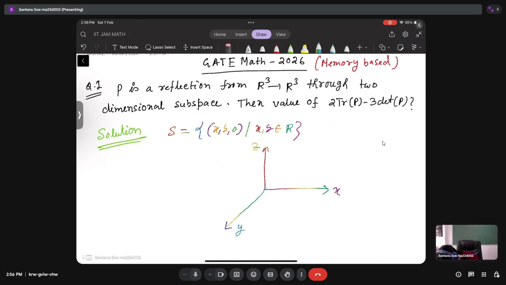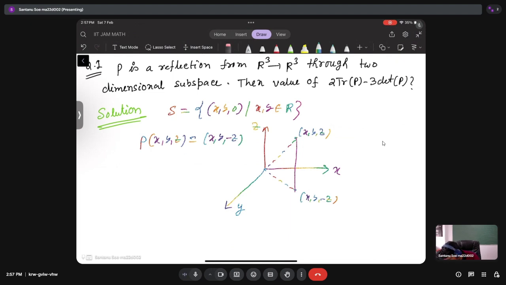A reflection of a point, for example (x, y, z), with respect to this xy plane is (x, y, minus z). Reflection can be seen like a mirror, where you see the image on the opposite side at equal distance. The sign of the z component only has changed, because x and y remain the same, since they lie on the xy plane and belong to the subspace S. So here the reflection P of (x, y, z) equals (x, y, minus z).